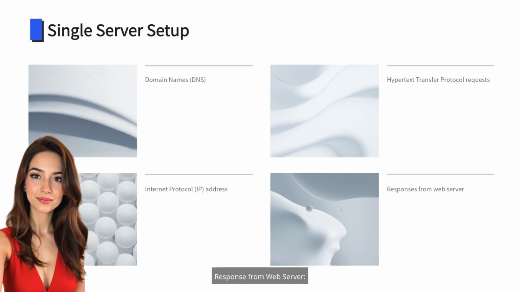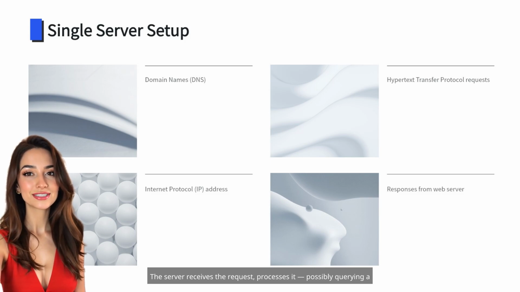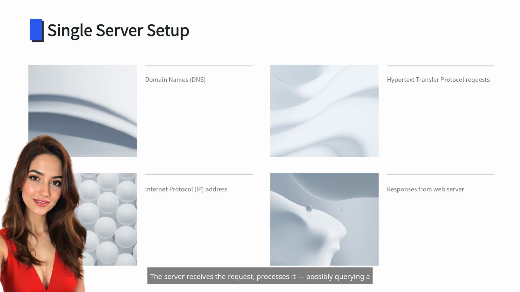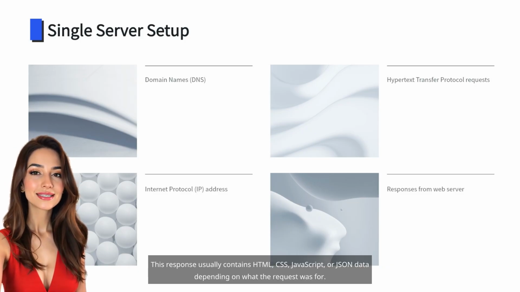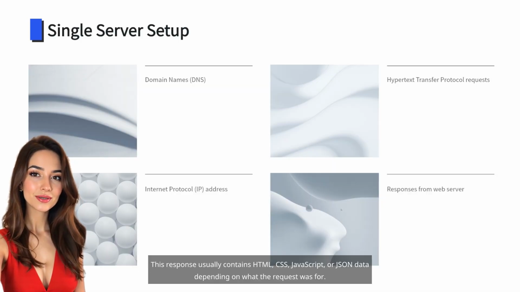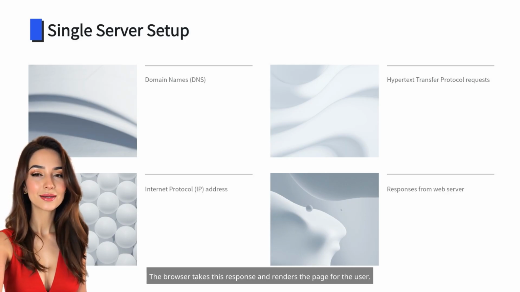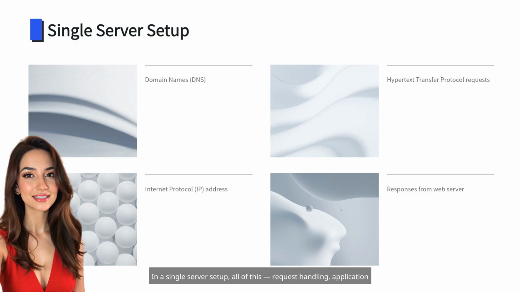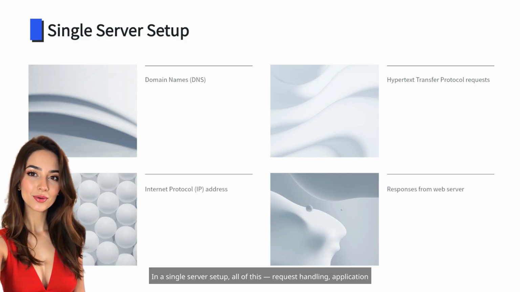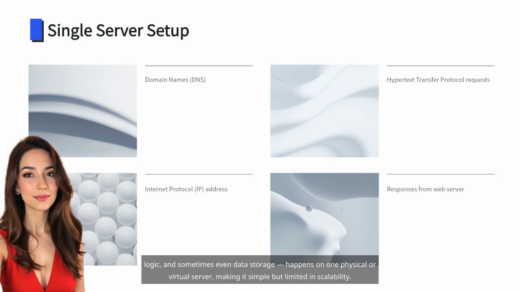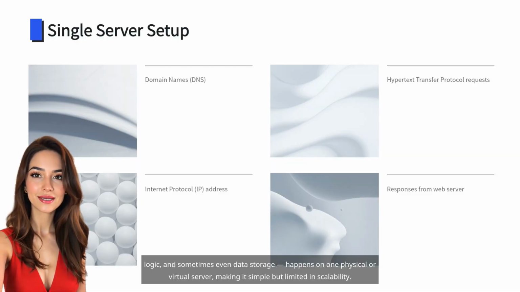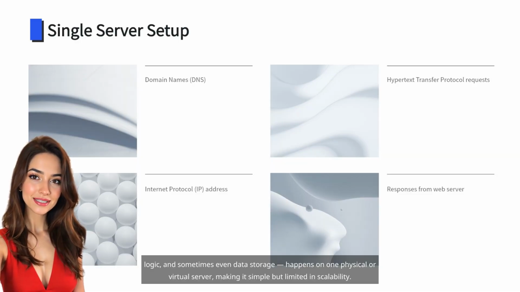Response from web server. The server receives the request, processes it, possibly querying a database or performing some computation, and then sends back a response. This response usually contains HTML, CSS, JavaScript, or JSON data, depending on what the request was for. The browser takes this response and renders the page for the user. In a single server setup, all of this, request handling, application logic, and sometimes even data storage, happens on one physical or virtual server, making it simple but limited in scalability.